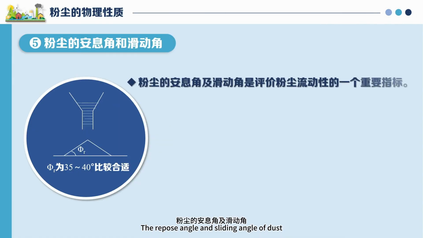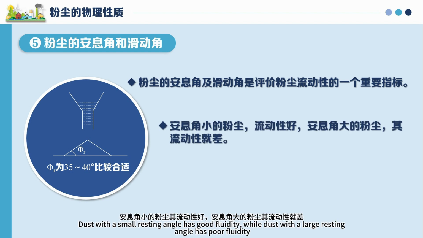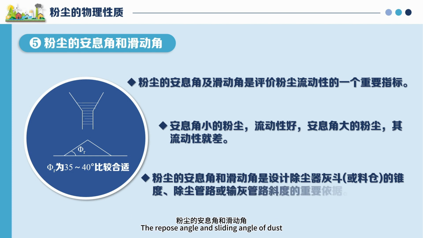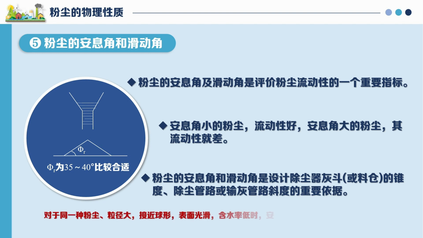The repose angle and sliding angle of dust are important indicators for evaluating the fluidity of dust. Dust with a small resting angle has good fluidity, while dust with a large resting angle has poor fluidity. The repose angle and sliding angle of dust are an important basis for designing the taper of the dust collector hopper, and the slope of dust removal or ash conveying pipelines. For the same type of dust.